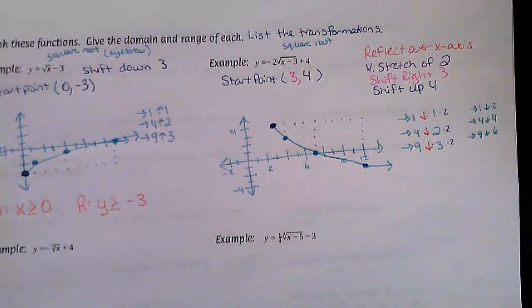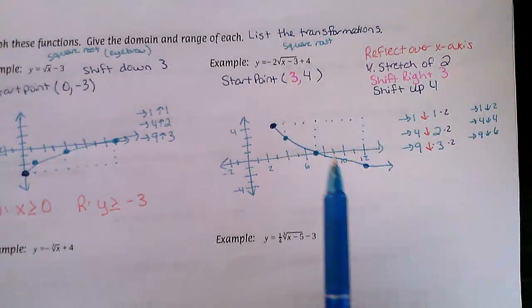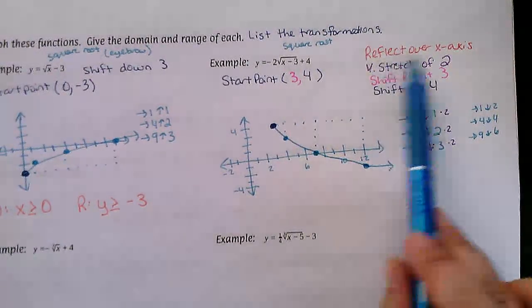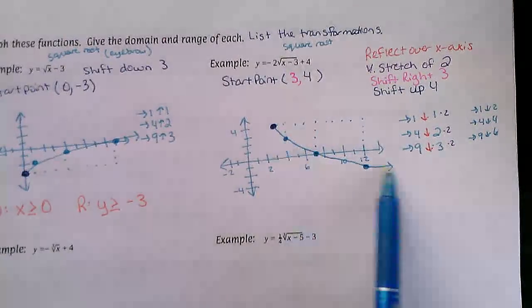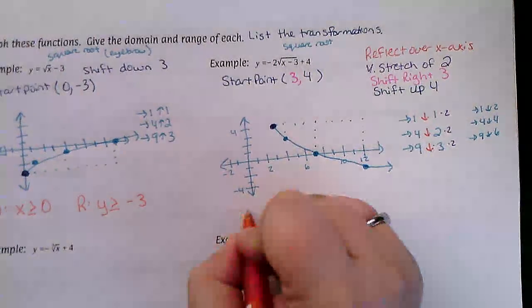Okay, so because of that, it doesn't go up this time. Oh, sorry, not because of the stretch. Because of that reflection, instead of going up, it's going to go down. That also is going to change our domain and range. Our domain and range is going to change quite a bit.